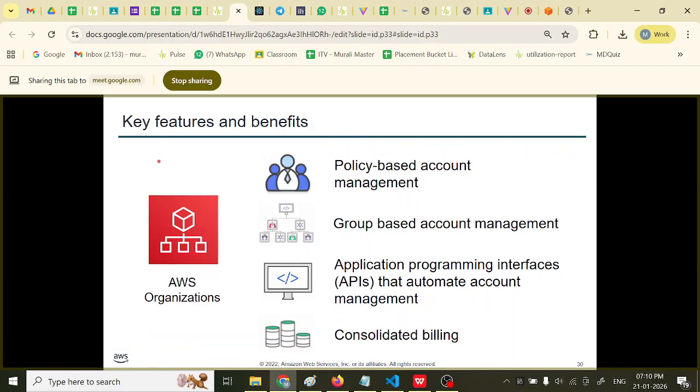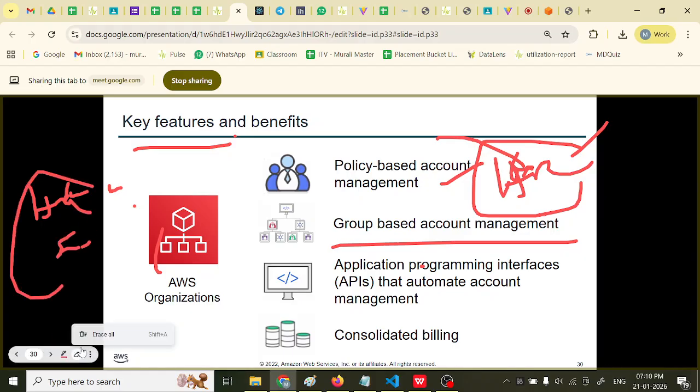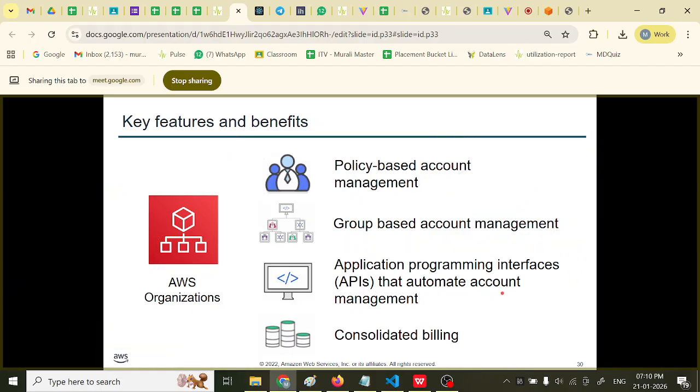Now, what are all the benefits of using AWS Organizations? First one is policy-based account management. Management is based on the policy. Next, group-based account management. We can create groups like HR group, sales group, operations group, and for executives we have policies. All these are groups. Next, application program interface that automates account management.